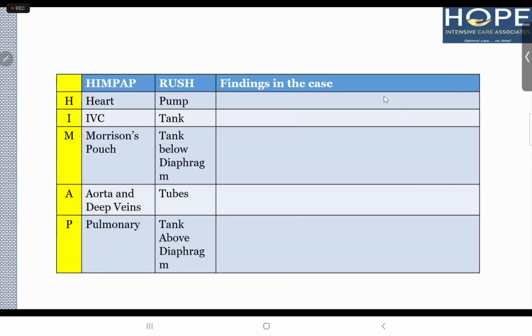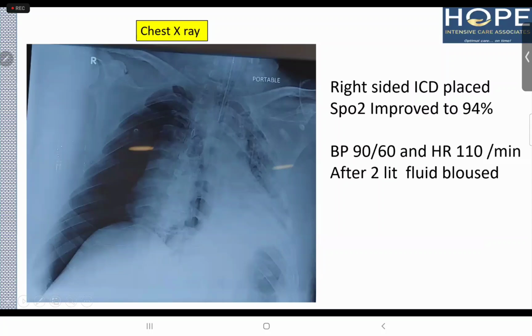You have ordered an X-ray, and this is what the X-ray showed. So this patient, very obviously, anybody would like to comment? Right, this is tension pneumothorax on the right side with a deep sulcus sign, mediastinum shifted to the left, where a right-sided ICD is placed and SpO2 improved to 94%. Obviously, fluid resuscitation is started.